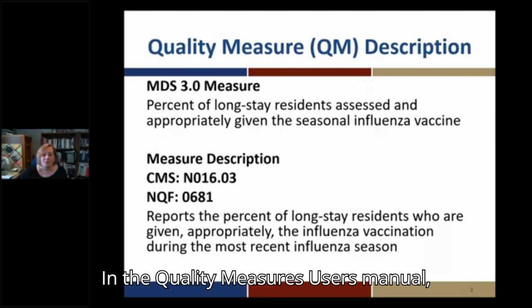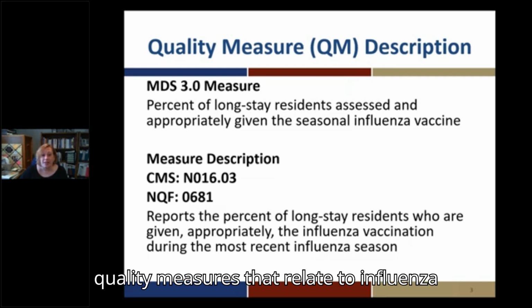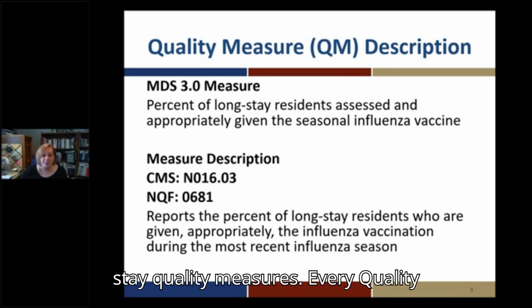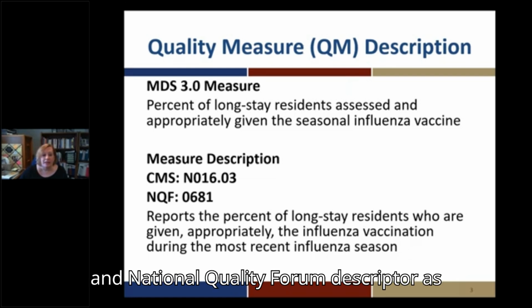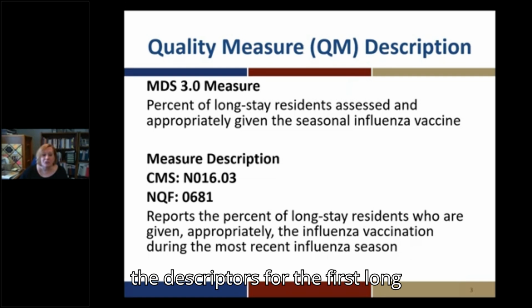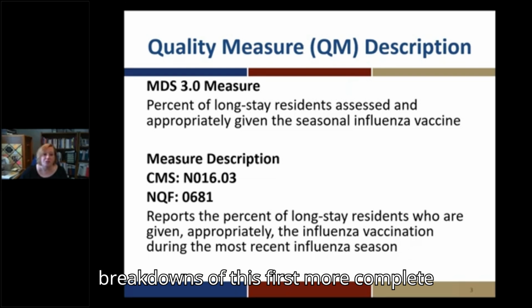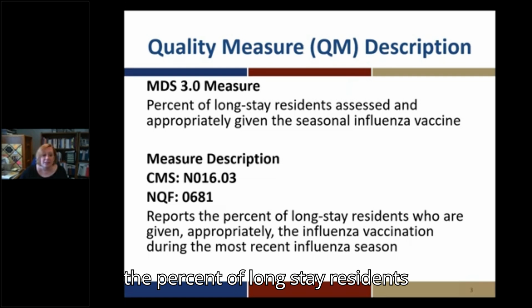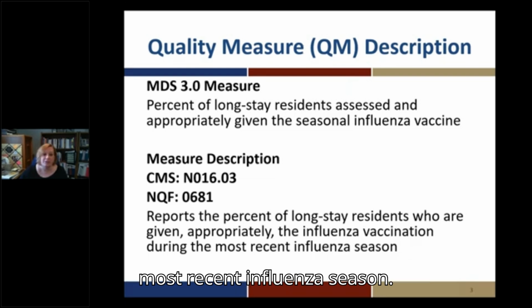In the Quality Measures Users Manual, there are 4 individual long-stay quality measures that relate to influenza, as well as 4 individual short-stay quality measures. Every quality measure, or QM, has a CMS and National Quality Forum descriptor. As an example, this slide is showing the descriptors for the first long-stay QM listed in the manual, as the following 3 are additional breakdowns of this first more complete measure. These quality measures report the percent of long-stay residents assessed and appropriately given the seasonal influenza vaccine during the most recent influenza season.